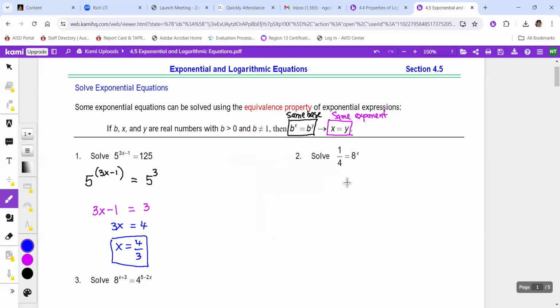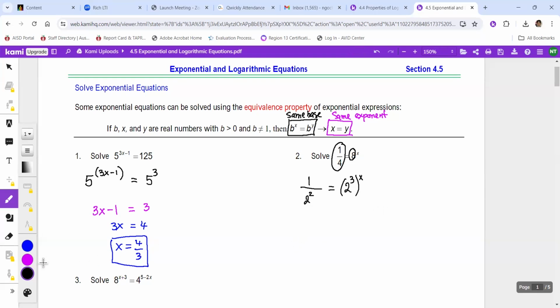Okay, so the first thing is to go ahead and write them in base 2. So 1 over 4 is 1 over 2 to the power 2, and then on the right hand side, 8 is 2 to the power 3, and of course we have the extra exponent, so 8 to the x is 2 to the power 3, and all that to the power x.